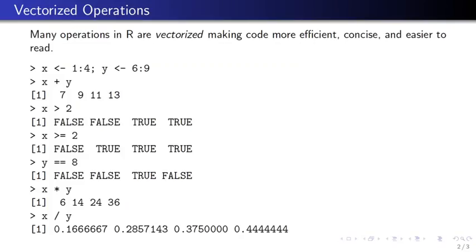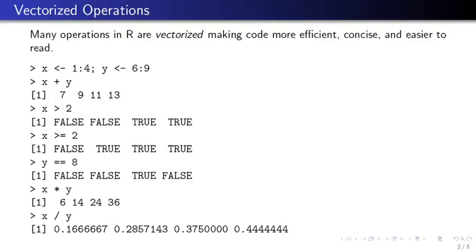The idea with vectorized operations is that things can happen in parallel when you, for example, want to do a computation. Suppose I've got two vectors here, x and y. x is the sequence 1 through 4, and y is the sequence 6 through 9. I want to add the two vectors together. What I mean is I want to add the first element of x to the first element of y, the second element of x to the second element of y, etc., the third element to the third element. So I want to do things in parallel like that.